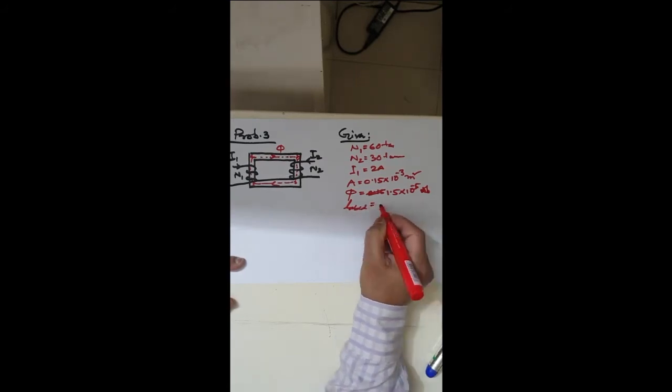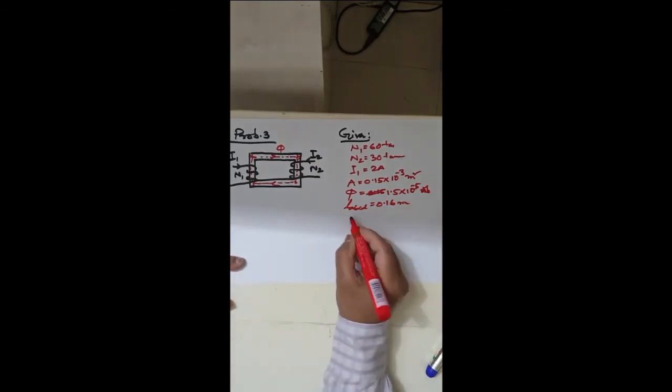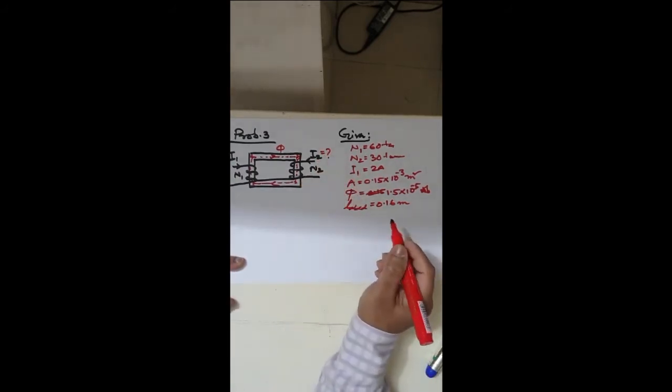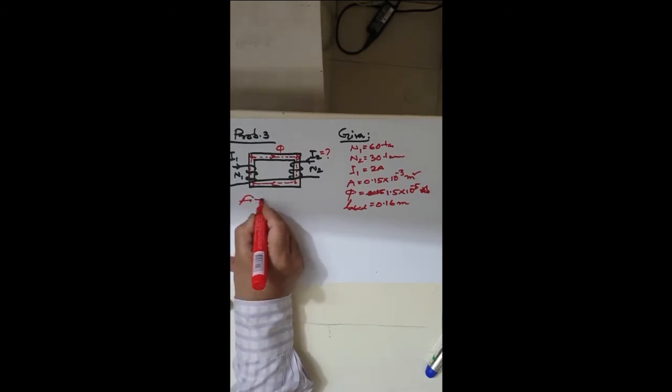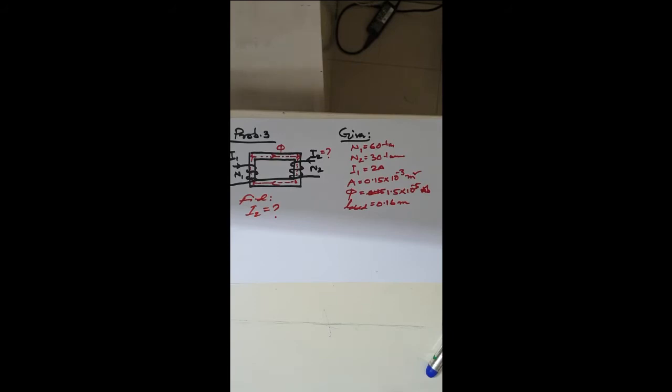Is the total length given here? 0.16 meter. And what do you have to find? You have to find the value of I2 according to the lecture note. If you see, what you have to find is I2 equal to what? This is the question given in the lecture note. You can have a look at this.